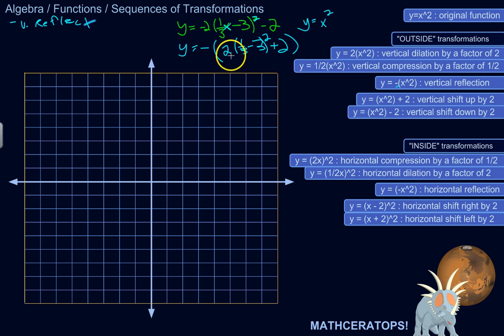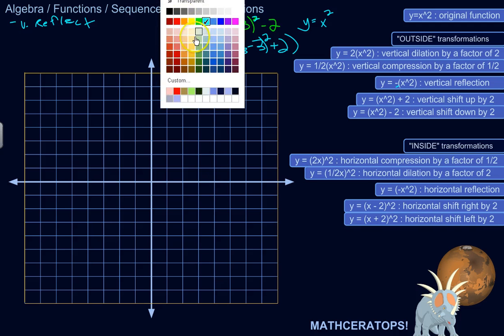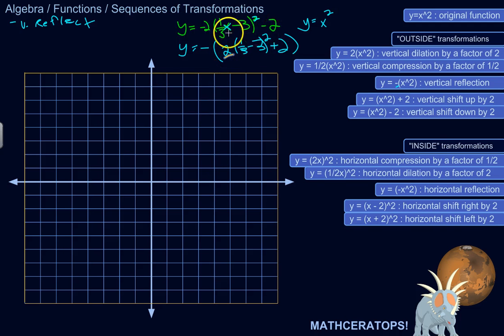Okay, and that's what this is saying. This 2, I'm multiplying outside of the function by 2. So let's see what that corresponds to. It's some kind of vertical thing, and it's this. If I multiply a function by a factor of 2, that means I'm vertically dilating it by a factor of 2. I'm stretching it upwards so that it's twice as tall as it used to be.